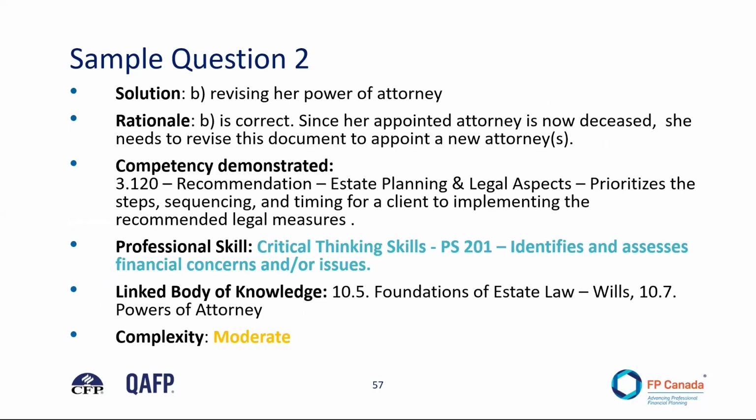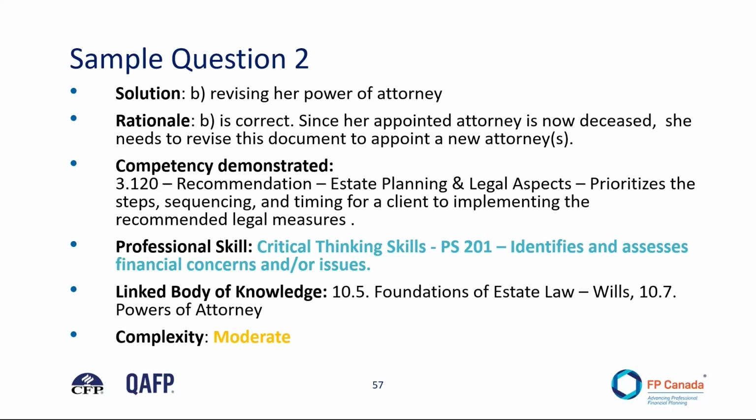As we previously noted, professional skills are an element of at least 25% of questions on the exam. Here, we can see that this question has an assignment of professional skill in critical thinking. Professional skill 201 identifies and assesses financial concerns and/or issues. It has a moderate complexity assignment since a wider breadth of knowledge is required here. You need to know about wills, power of attorney, and the impact of a deceased beneficiary.